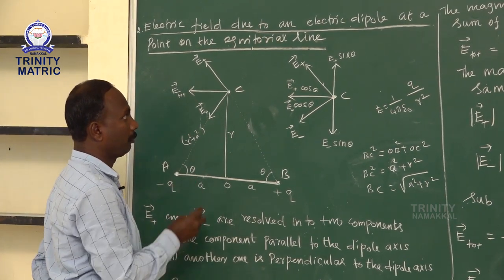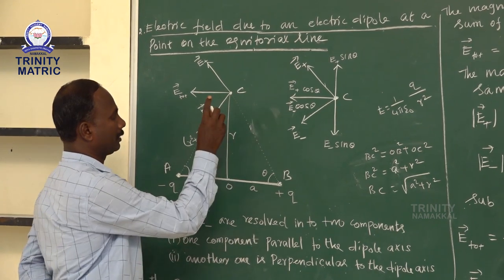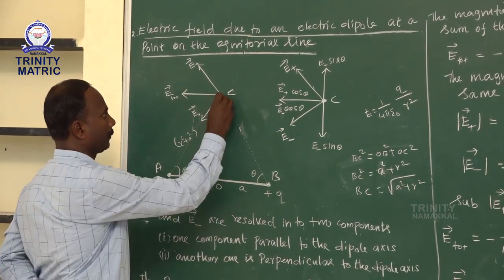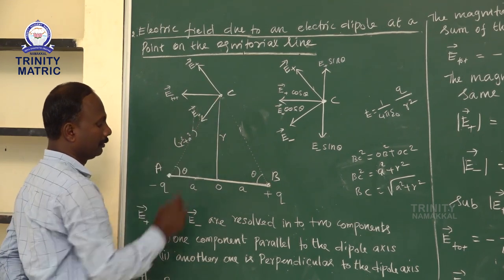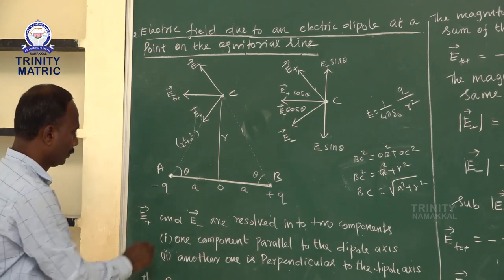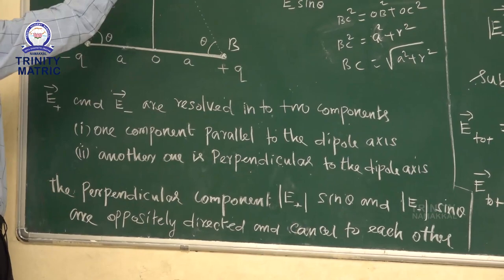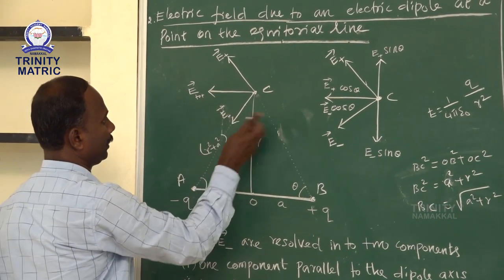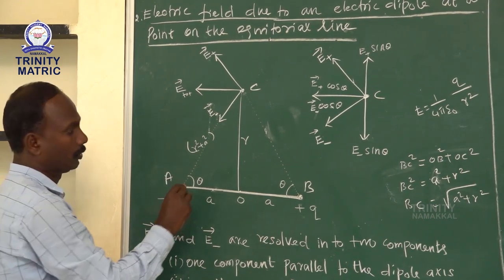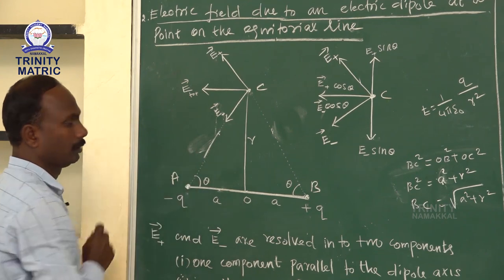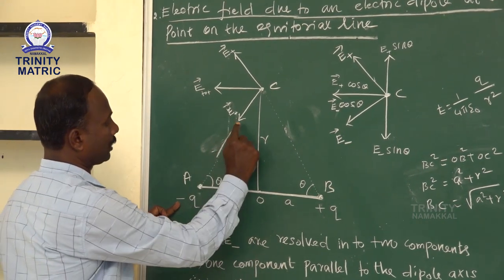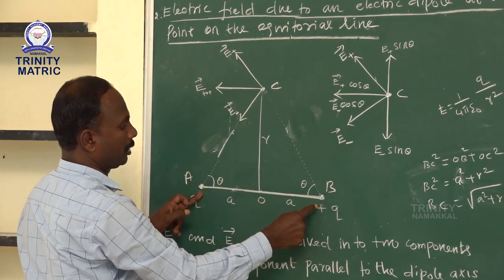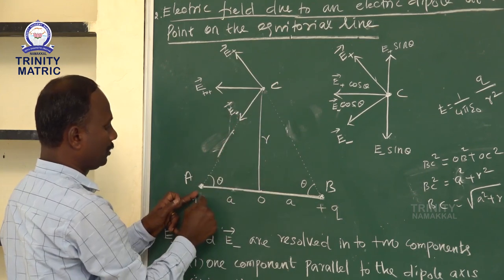Now, let us consider point C. We calculate the electric field at point C due to minus Q and plus Q. Here the electric field is resolved into two components, E plus and E minus. E plus is due to the charge plus Q, and E minus is due to the charge minus Q. For the minus Q, the direction of the electric field is towards the minus Q. For plus Q the direction is outward, because for a positive charge the electric field is outward, and for a negative charge the electric field is towards the minus Q.